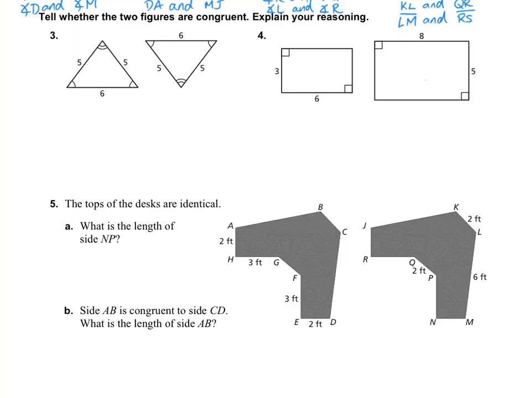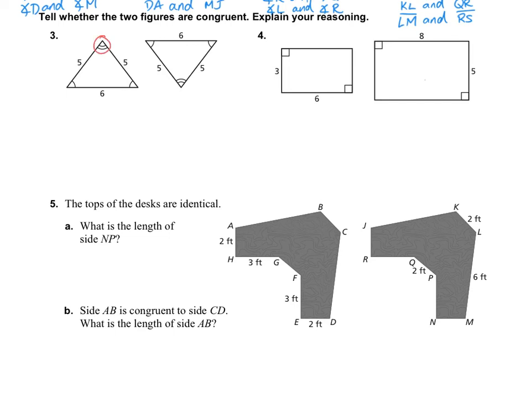The second set of problems says tell whether the two figures are congruent. So are they? Yes or no. And also to explain your reasoning. So remember, the definition of congruent triangles is that they're equal in size and they have corresponding sides and angles that are also equal. So let's take a look at number one.